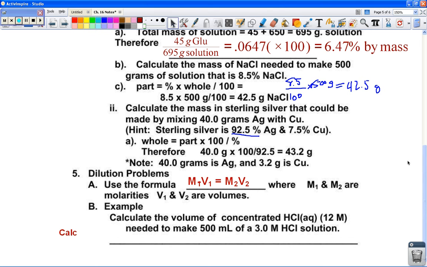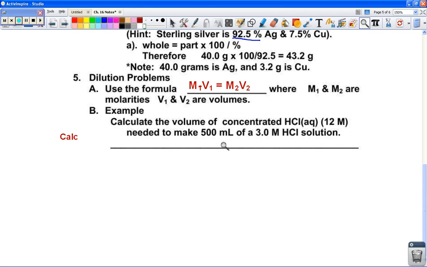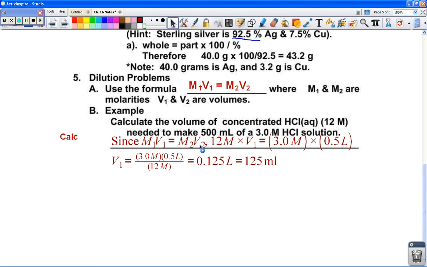Okay, so our sample calculation is this. We're going to calculate the volume of concentrated hydrochloric acid needed to make 500 milliliters of 3 molar hydrochloric acid. Well, using M1V1 equals M2V2, we're going to get this. We're going to take some volume of a 12 molar solution, and we know that it needs to equal 0.5 liters of a 3 molar solution.